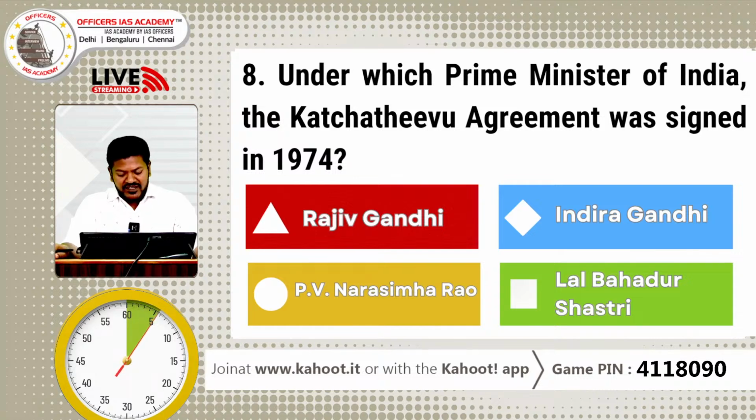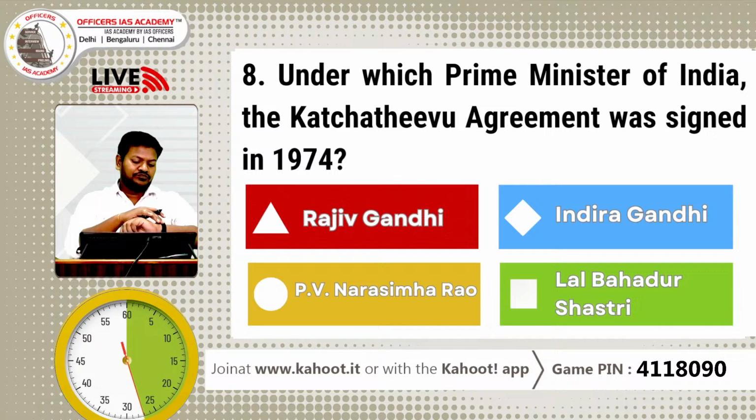Under which Prime Minister of India was the Kachativu Agreement signed in 1974? Option A, Rajiv Gandhi. Option B, Indira Gandhi. Option C, P.V. Narasimha Rao. Option D, Lal Bahadur Shastri. Few seconds more. The quicker you answer, the more points you get.